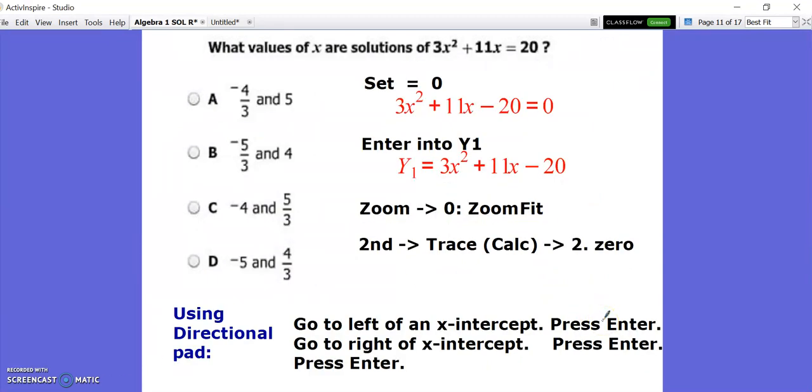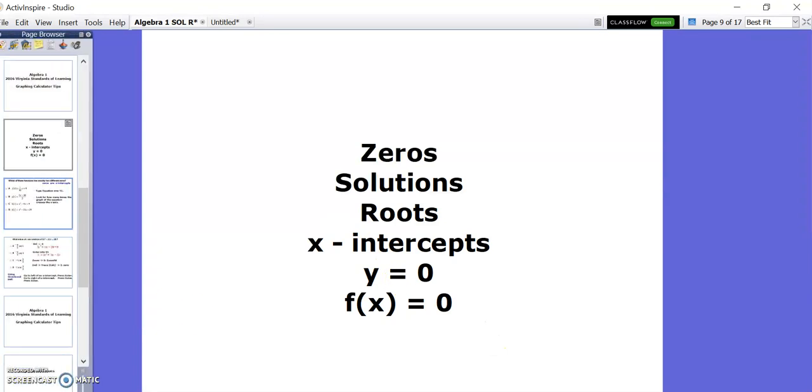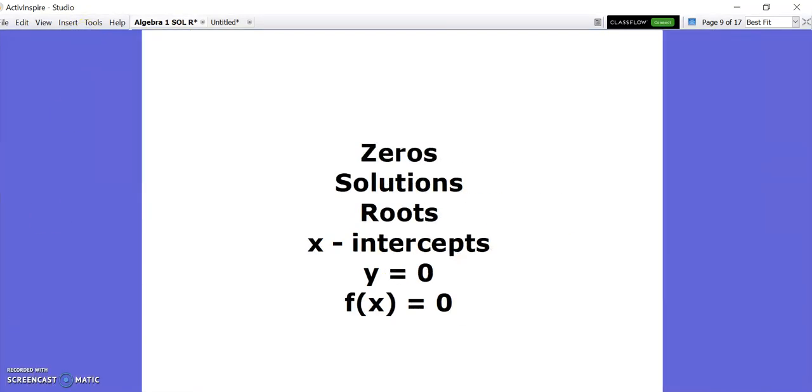I know there's a lot of writing here because these are all the calculator steps. Okay, but here's the problem. Let's look at it. It says what values of x are solutions. Now remember, if we go back a little bit here, solutions are the same thing as zeros. So really they're just asking for the zeros, or when the equation is equal to 0, or what is x when the equation is equal to 0. So let's go back to our problem.